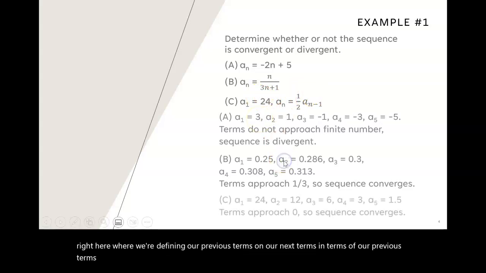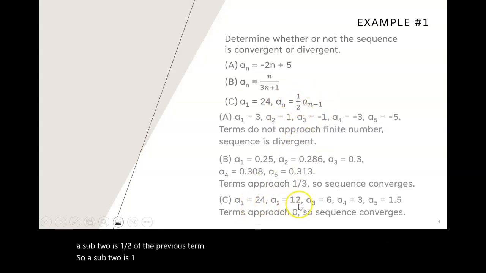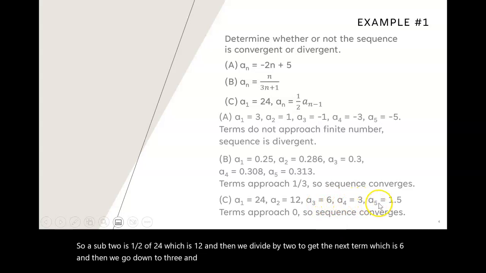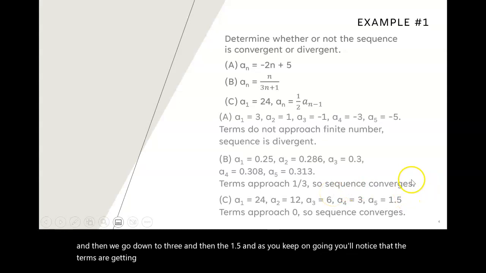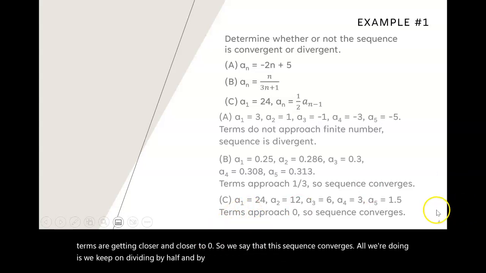All right, so a sub 1 is equal to 24, and this tells us that our next term, like a sub 2, is 1/2 of the previous term. So a sub 2 is 1/2 of 24, which is 12. And then we divide by 2 to get the next term, which is 6. And then we go down to 3, and then to 1.5. And as you keep on going, you'll notice that the terms are getting closer and closer to 0. So we say that this sequence converges. All we're doing is we keep on dividing by 1/2 and by 1/2 and by 1/2. And eventually we're going to get down to a number that approaches 0.